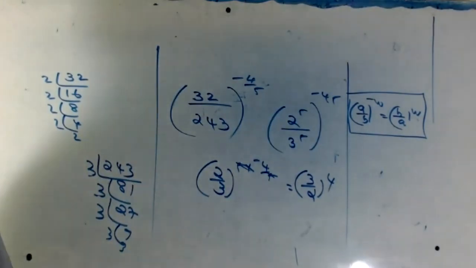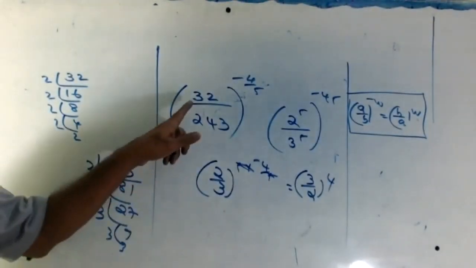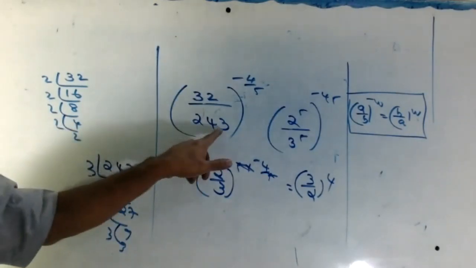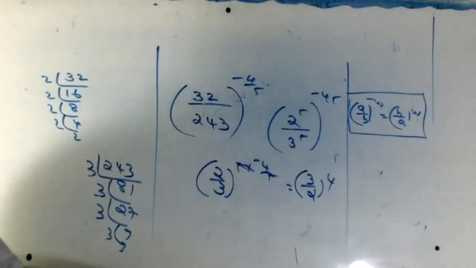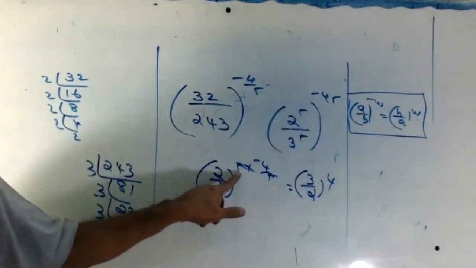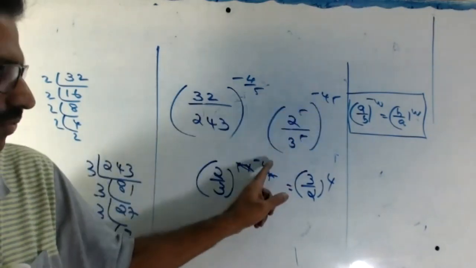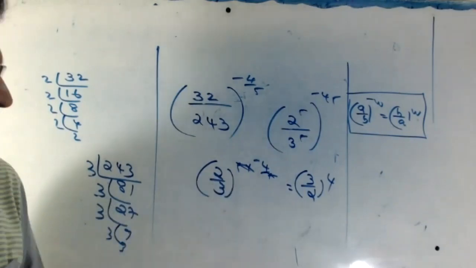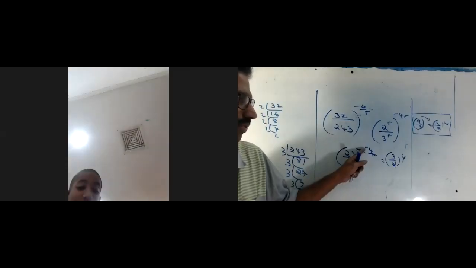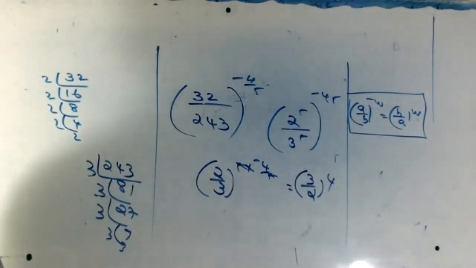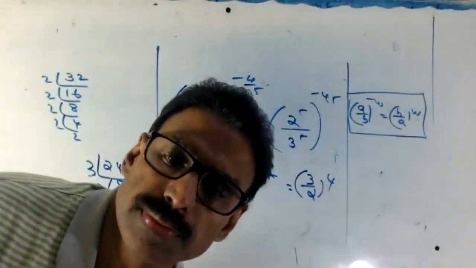Okay. Once again, look. 32, we got 2 raised to 5. Here, 243, we can write 3 raised to 5. This is 5, this 5, so we can write 2 by 3 whole raised to 5 into minus 4 by 5. 5 and 5 cancel. We got 2 by 3 raised to minus 4. That is equal to 3 by 2 raised to 4. Reason what? A by b raised to minus n is b by a raised to n. Okay.